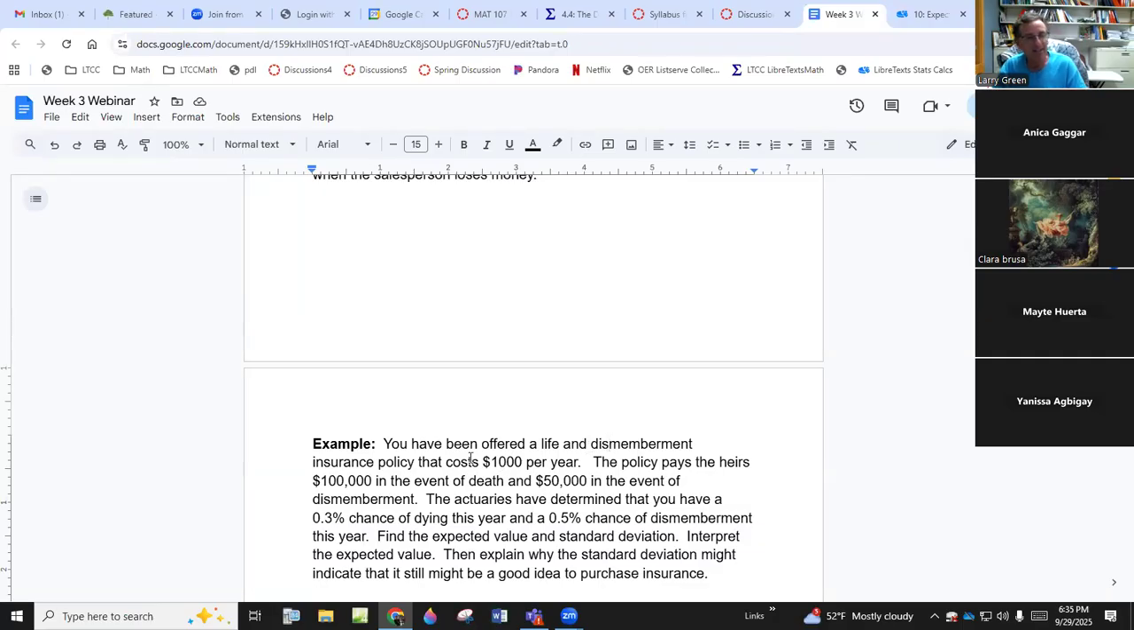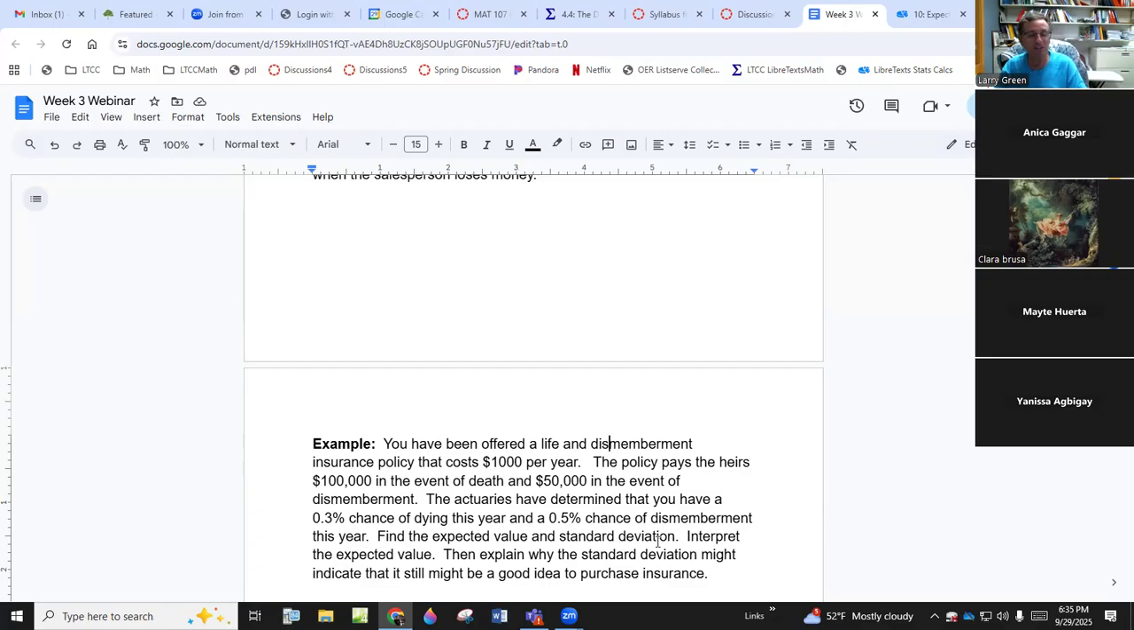It's going to be $1,000 a year to buy this life and dismemberment insurance policy. The policy pays the heirs $100,000 in the event of death, and $50,000 in the event of dismemberment. Isn't that typical for insurance policies? The actuaries have determined that you have a 0.3% chance of dying this year. It's a small chance. Everyone could die, but hopefully you don't. And a 0.5% chance of dismemberment this year. That sucks too. Not as bad as dying, but it still sucks.